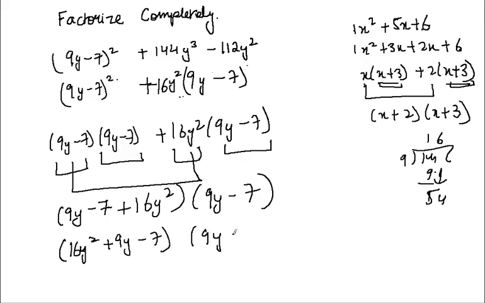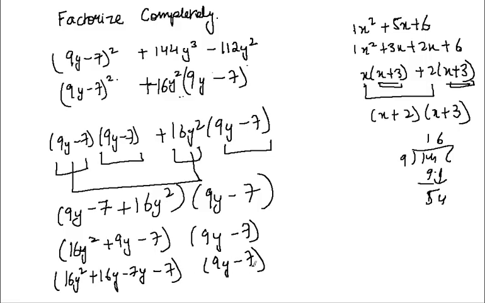Now write the highest order degree first: 16y square plus 9y minus 7, and write this as 9y minus 7. Now we have to take two terms that multiply. 16 times negative 7 is negative 112. So two numbers that multiply to give you negative 112 and add up to give you positive 9. You can even see it here, 16 minus 7 is 9, so you could just use that. 16y square plus 16y minus 7y. 16y minus 7y is the plus 9y. So we've broken the middle term, and then this 9y minus 7 as it is.